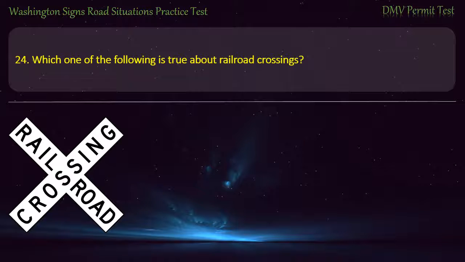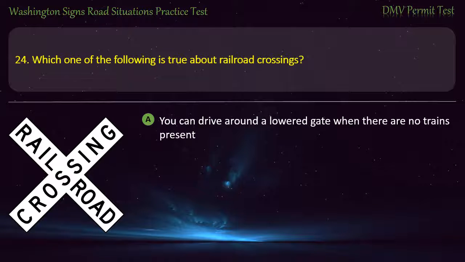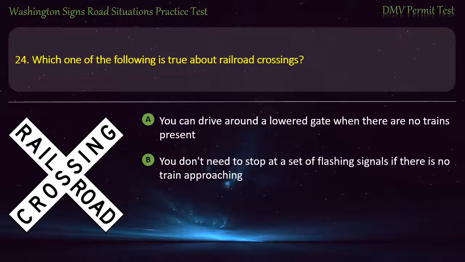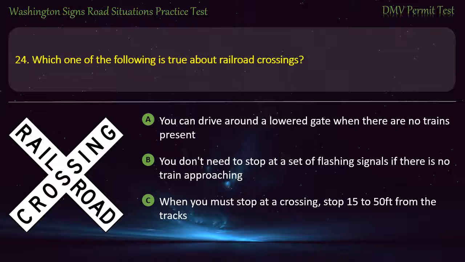Question 24. Which one of the following is true about railroad crossings? You can drive around a lowered gate when there are no trains present. You don't need to stop at a set of flashing signals if there is no train approaching. When you must stop at a crossing, stop 15 to 50 feet from the tracks. All of the above. Answer. When you must stop at a crossing, stop 15 to 50 feet from the tracks.